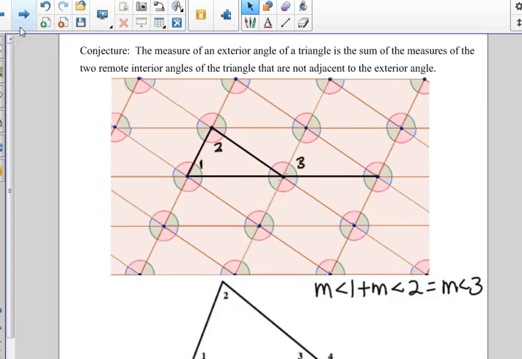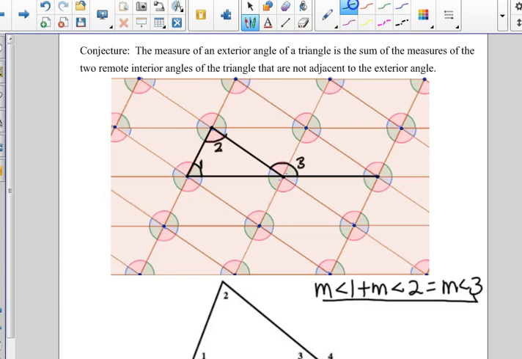The second conjecture we discussed today in class was the conjecture regarding the exterior angle of a triangle. So if you look at the diagram in my tessellation, angle 3 is an exterior angle because it's located outside of the triangle. And the conjecture that we made in class today was that angle 1 plus angle 2 will be equal to the measure of angle 3.